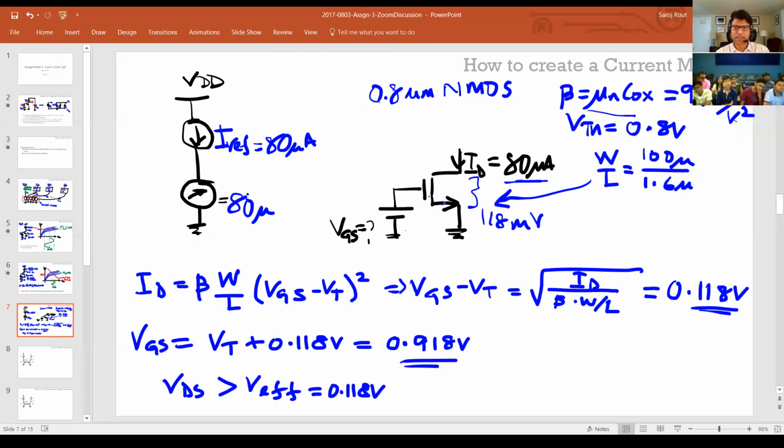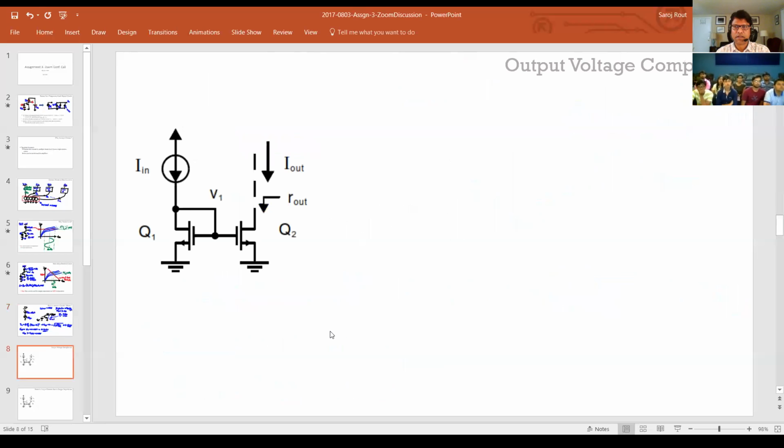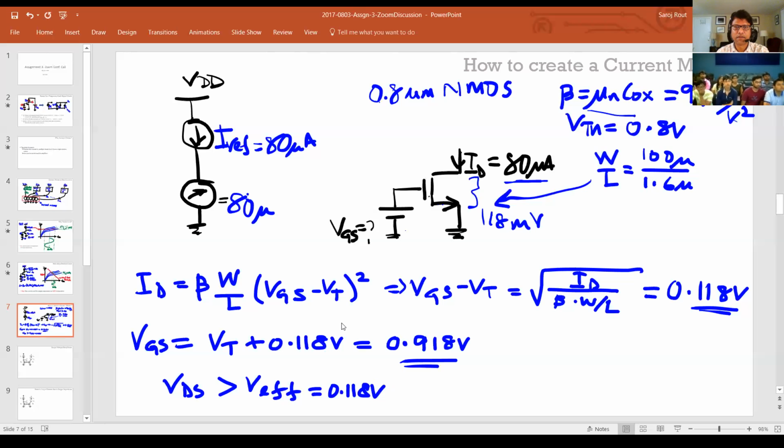So the next question is, how do I generate this voltage? I know what voltage to apply to this transistor to get it. How do I generate it? Actually, let me just bring in a new slide here.